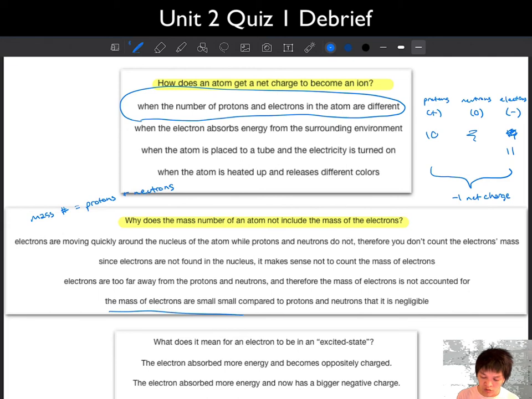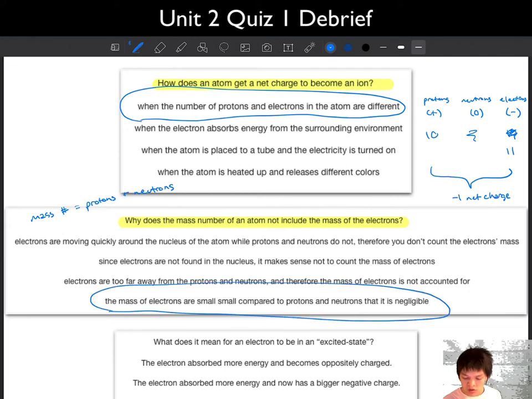That would be the last one right there. The mass of electrons are so small. Oh, why does it say small, small? Well, typo. The mass of electrons are small compared to protons and neutrons, that it is negligible. Okay, it's supposed to say so small.